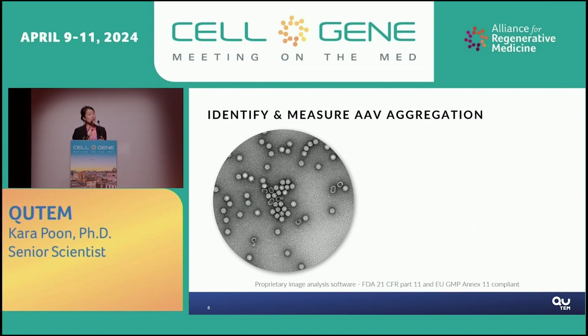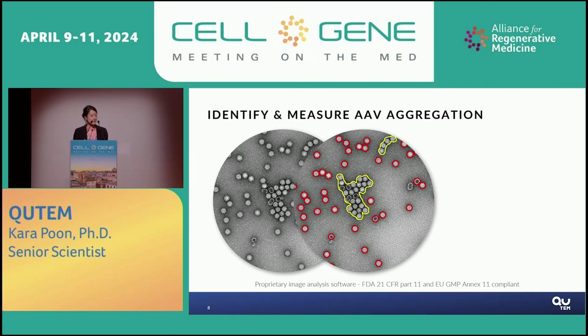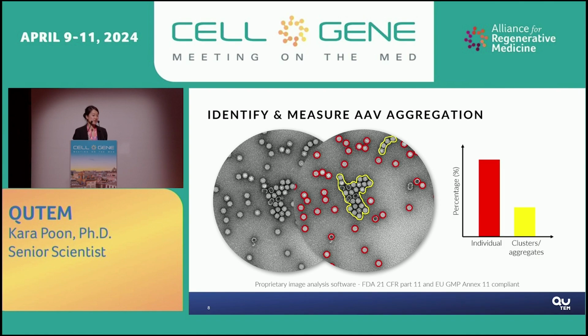But, okay, images are nice, but we also need numbers. So for instance, you make a batch today, and you want to compare this batch to a sample that you made, say, 6 months ago. We can then look at, for instance, aggregation of AAVs. Using our FDA-compliant software, we can detect all of the individual particles, as well as clusters and aggregates, and then give this data to you in terms of numbers. What's the percentage of the individual particles that you have, and what's the percentage of clusters and aggregates that you have in your AAV sample.